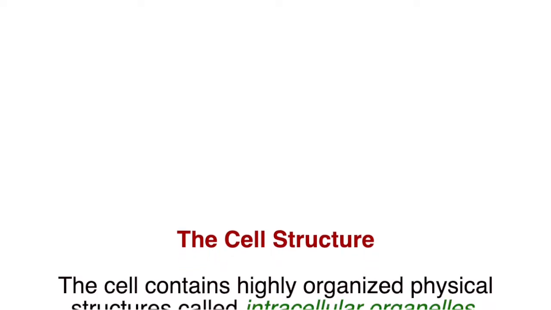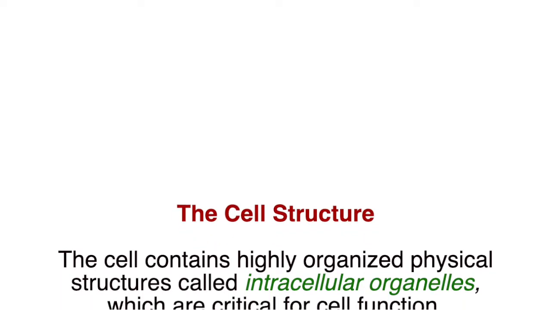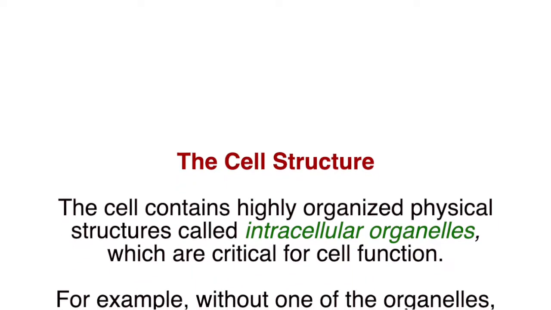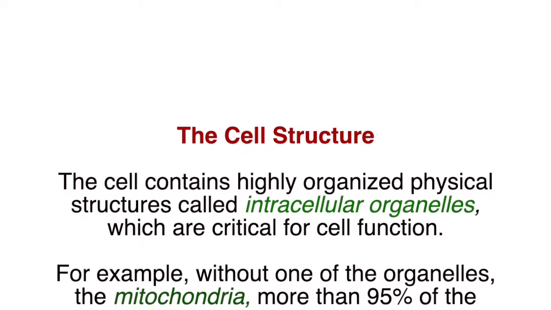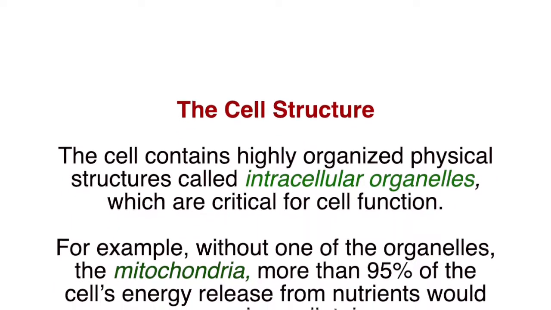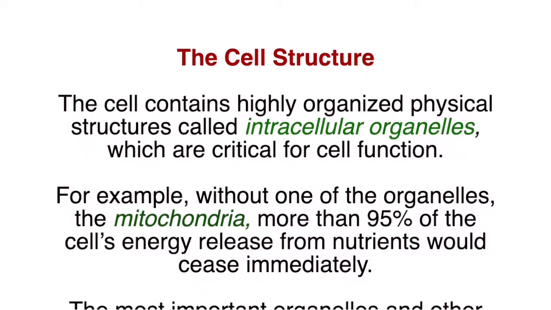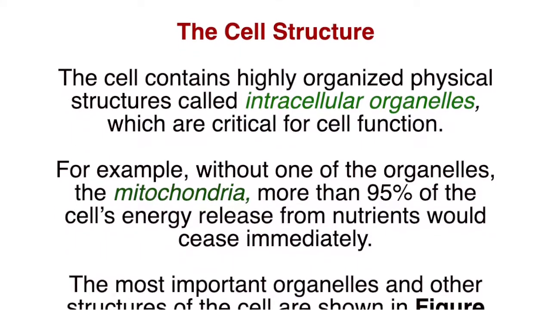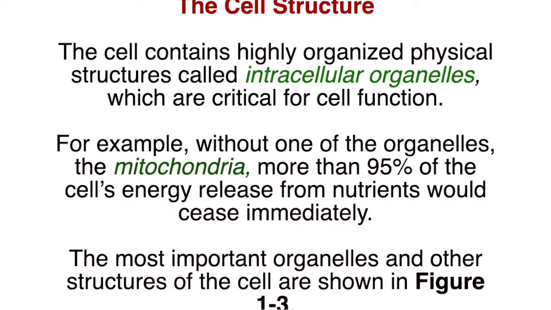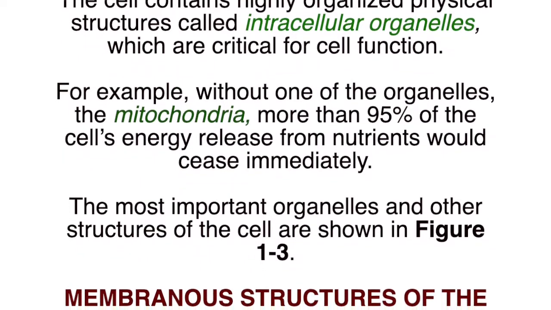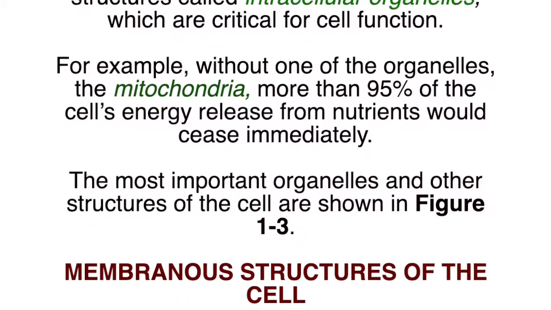The cell structure. The cell contains highly organized physical structures called intracellular organelles, which are critical for cell function. For example, without one of the organelles, the mitochondria, more than 95% of the cell's energy release from nutrients would cease immediately. The most important organelles and other structures of the cell are shown in figure 1.3.